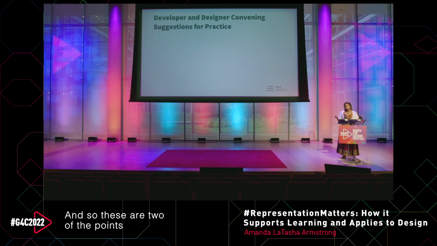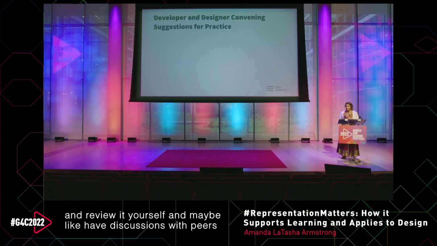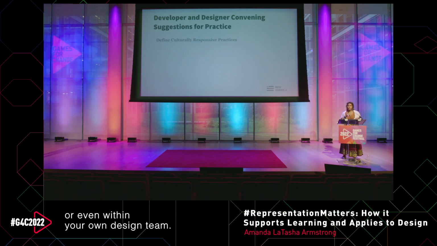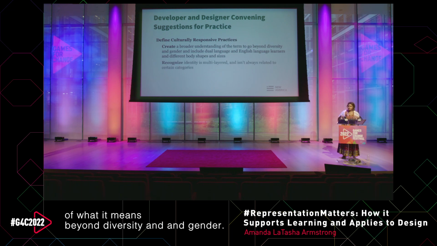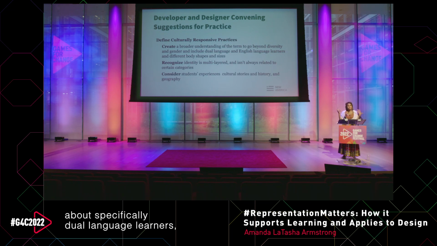And so these are 2 of the points that were presented in the roundtable, but I would recommend to go to our website and review it yourself and maybe have discussions with peers or even within your own design team. So one is defining culturally responsive practices. And so we need to create kind of a broader understanding of what it means beyond diversity and gender, but really to think about specifically dual language learners, thinking about English language learners, and as well as different body sizes, different body shapes. So really kind of broadening what does diversity mean.